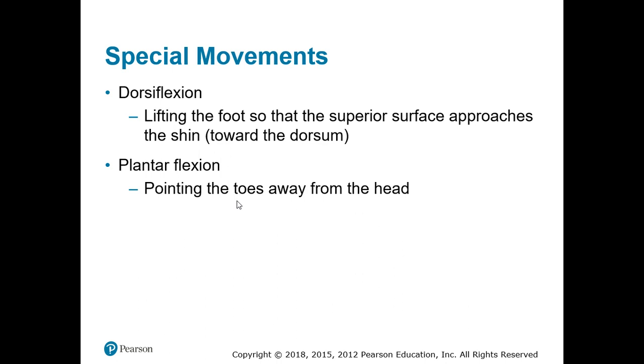Now, there are special types of movements depending on where they're located and what exactly is happening. And so these are going to be a few special types of movements we talk about. The first one is dorsiflexion. This is going to be like lifting the foot so that the superior surface, or the top surface, of your foot approaches your shin. So if you were going to point your toe upwards.